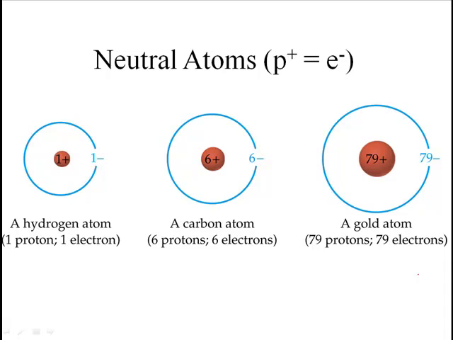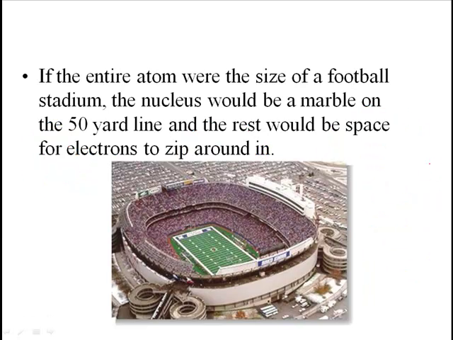And there you go. So on the left we've got hydrogen, 1 proton, 1 electron, it's neutral. Not happy that way though. Carbon, 6 protons, 6 electrons, not happy that way, wants to get more electrons, wants to share some. Here's gold, 79 protons, 79 electrons. Right now they're all neutral, not necessarily happy or stable.